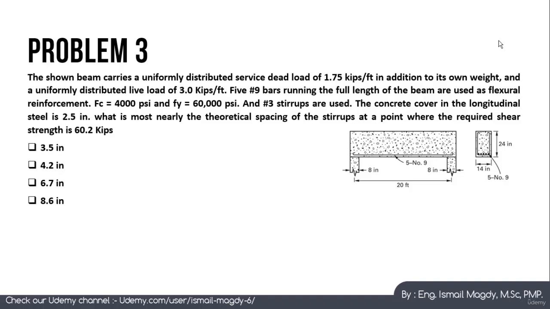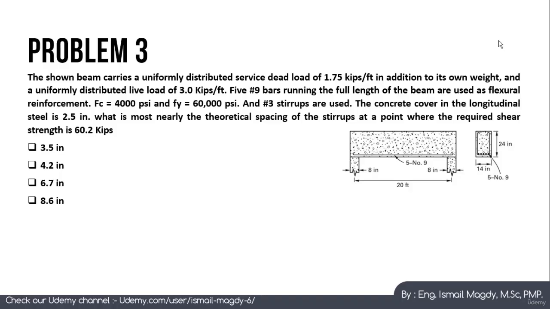This is the flexural reinforcement, not the shear reinforcement. f'c equals 4000 psi and fy equals 60,000 psi. And number 3 stirrups are used, number 3 bars. The concrete cover to the longitudinal steel is 2.5 inches. What is most nearly the theoretical spacing of the stirrups at a point where the required shear strength is 60.2 kips?